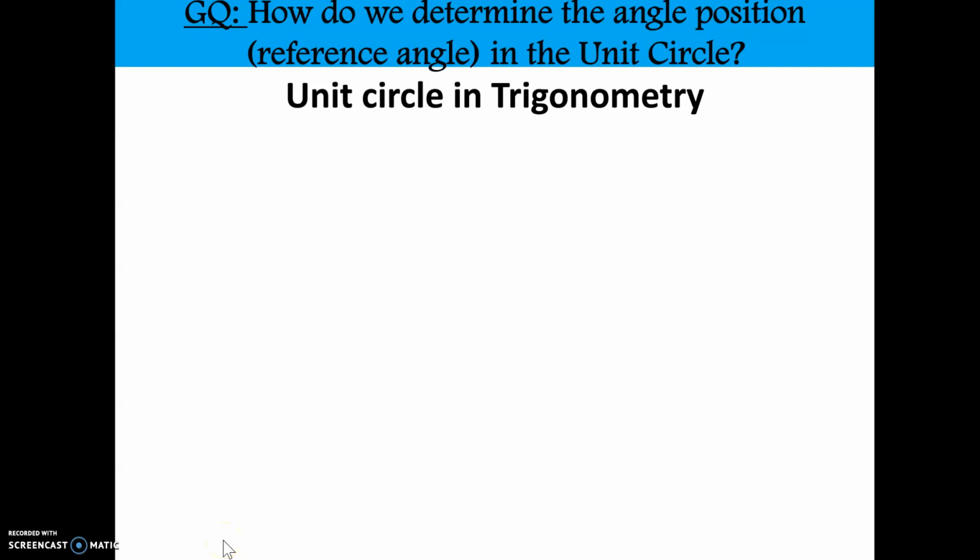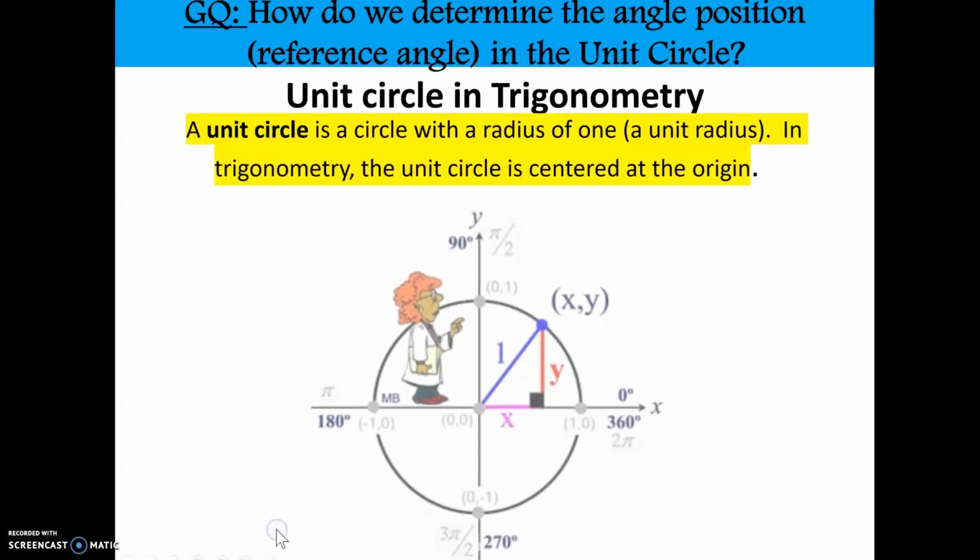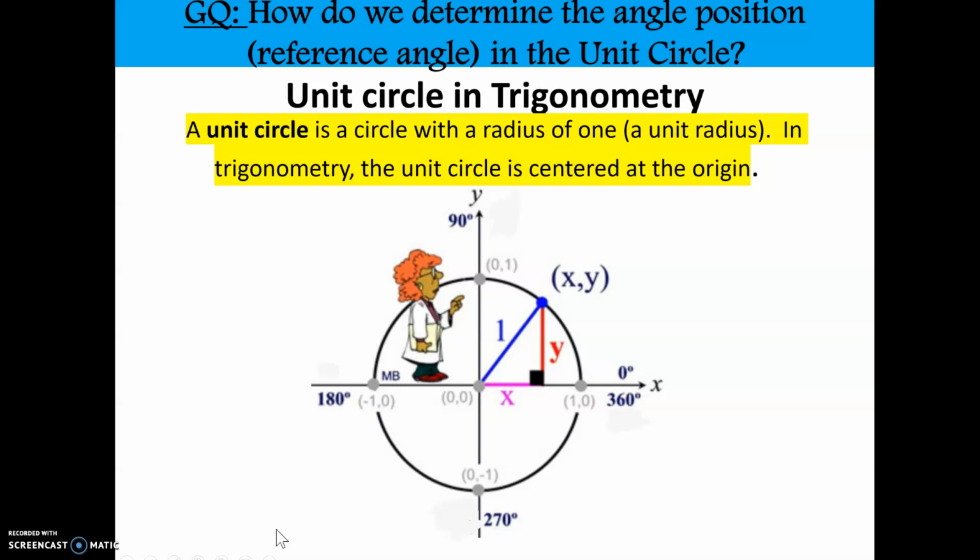So today we're going to talk about the unit circle in trigonometry. So what is a unit circle? A unit circle is a circle with a radius of 1. And in trigonometry, the unit circle is centered at the origin. The origin is at 0, 0.